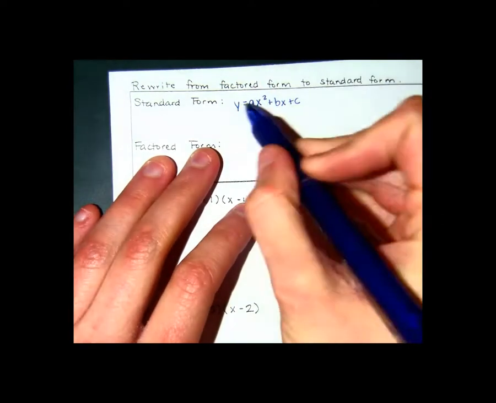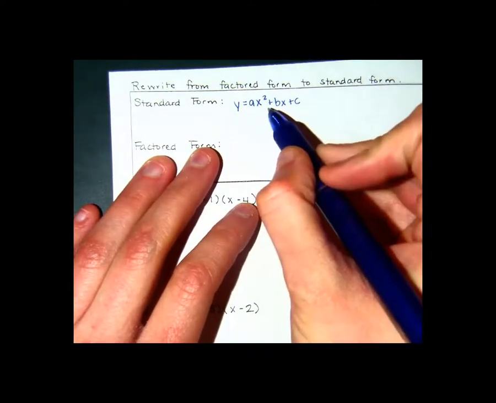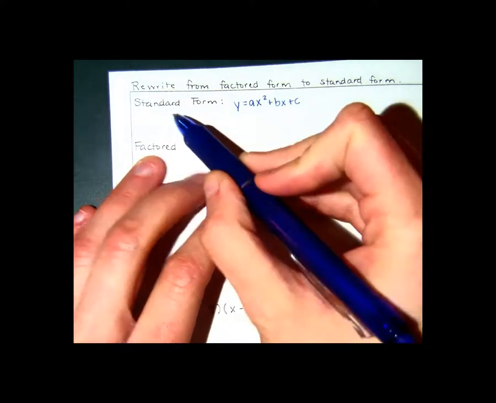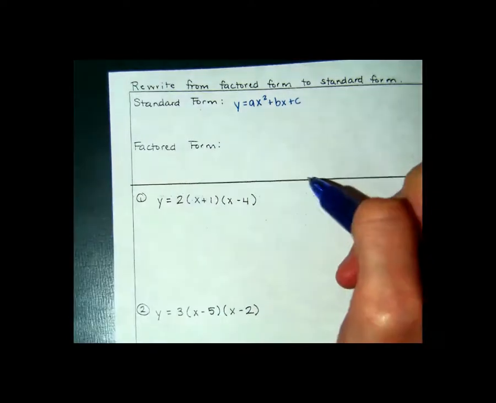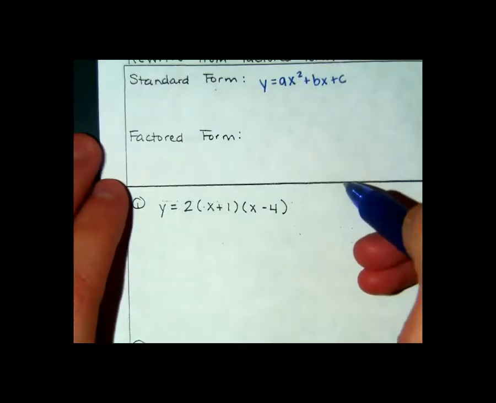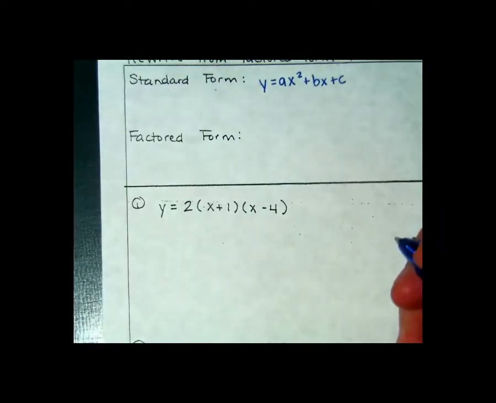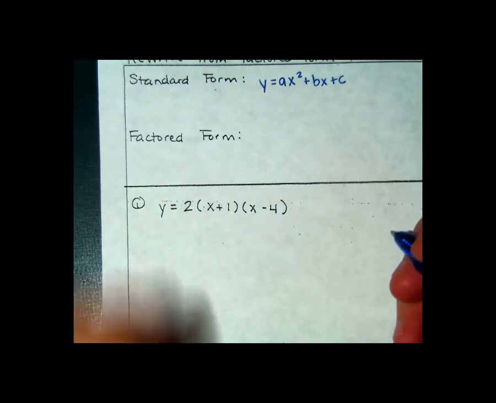Our goal is to get it in this form. This is standard form. It's x squared, x, c. Notice how it's actually labeled standard form in order. There's no parentheses. That's what standard form really is. All right, from that page, I think factored form is on there too.